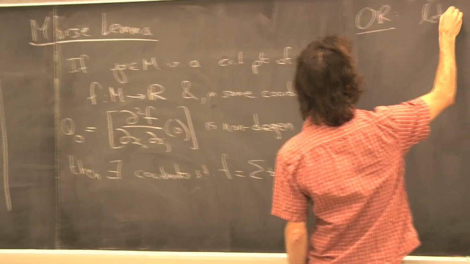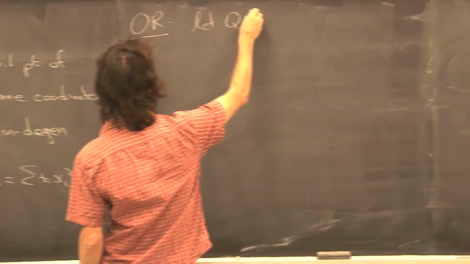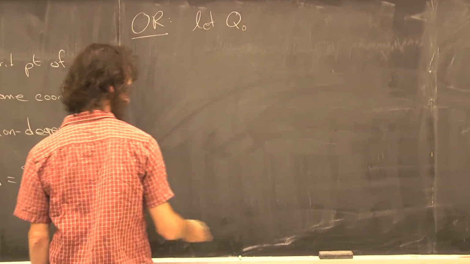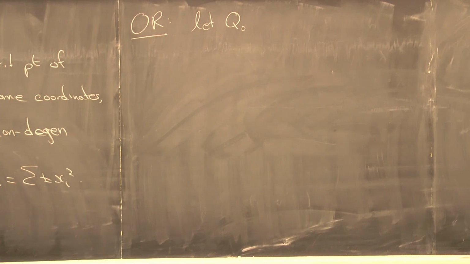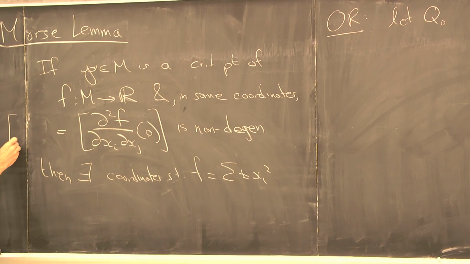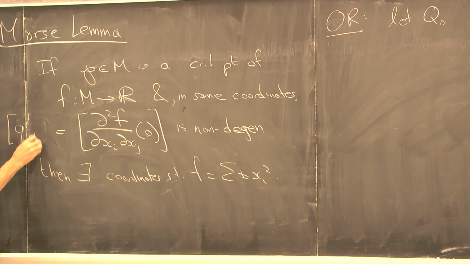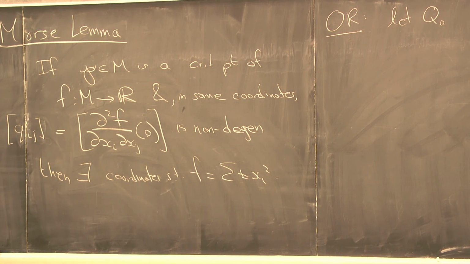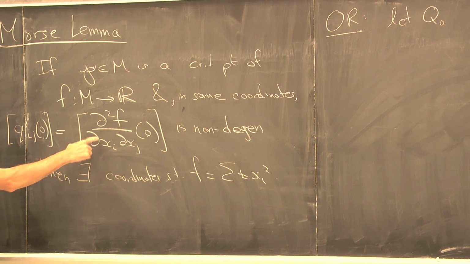Let's let Q sub 0. Actually, maybe I don't want to call it Q sub 0. I want to think of this as a matrix, just a matrix of numbers. So I'll call this the matrix little q_ij. The q_ij of 0. So little q_ij of something is going to be just the part of the ij partial derivative.